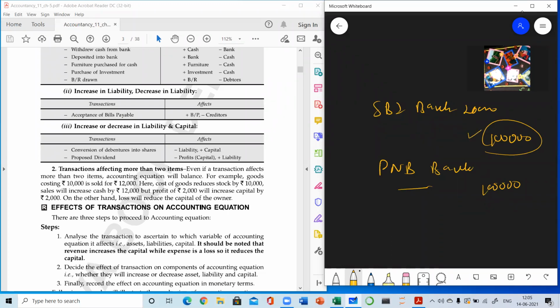So when you pay off this loan, this liability will decrease. When you take this loan, then the PNB liability will increase. So this is an example of one liability increasing and the other liability decreasing. You can take many more examples.